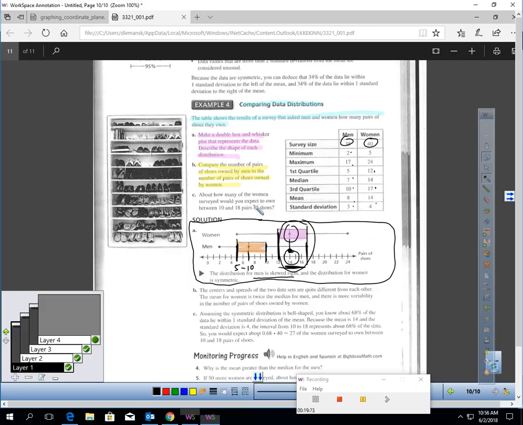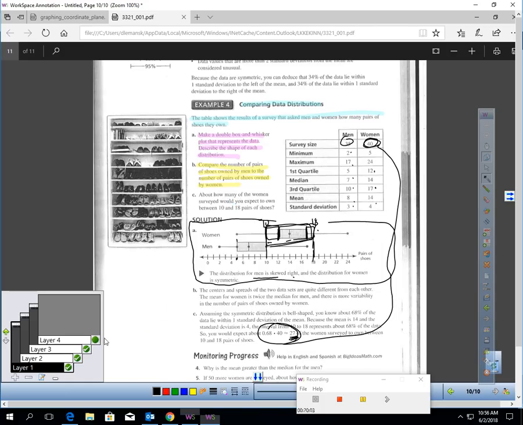And then, about how many women surveyed would you expect to own between 10 and 18 pairs of shoes? Let me erase this out. Now remember, this is 50% of the data. Now here's 10 shoes owned, and here is 18 shoes owned, and this is 50% of the data. So if I throw this extra on the end, that might be like 2/3 of the data. If I take 2/3 of 40, you're going to get how many women own shoes. 2/3 of 40 is about probably around 27 women.